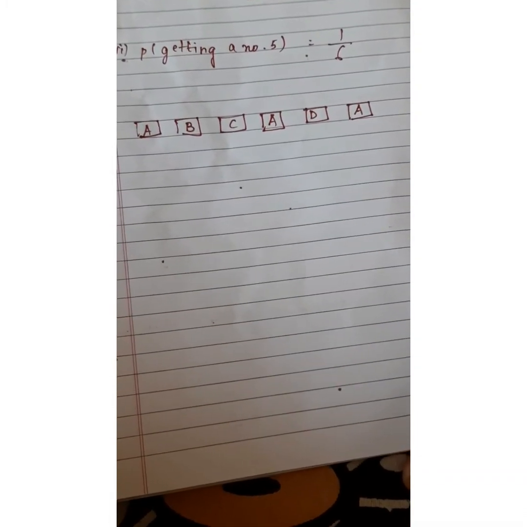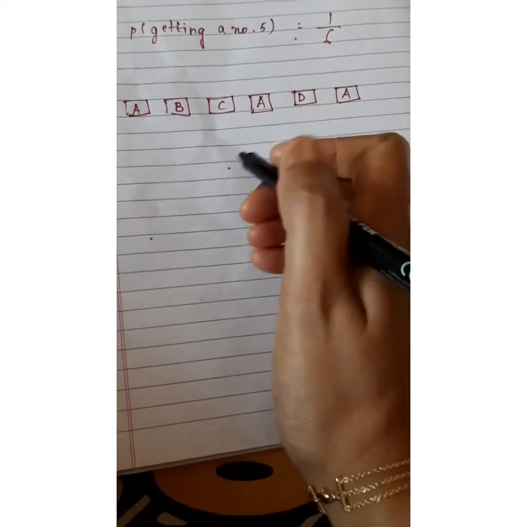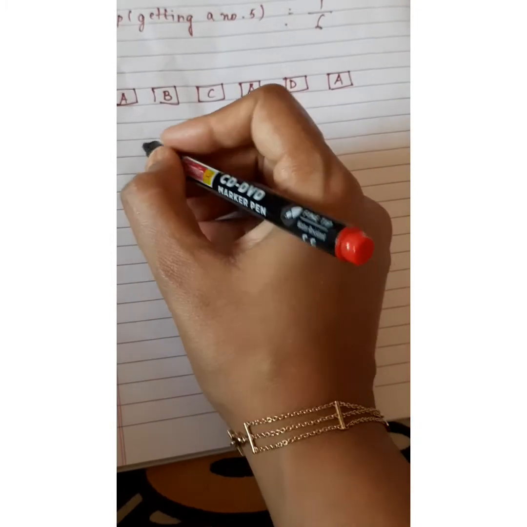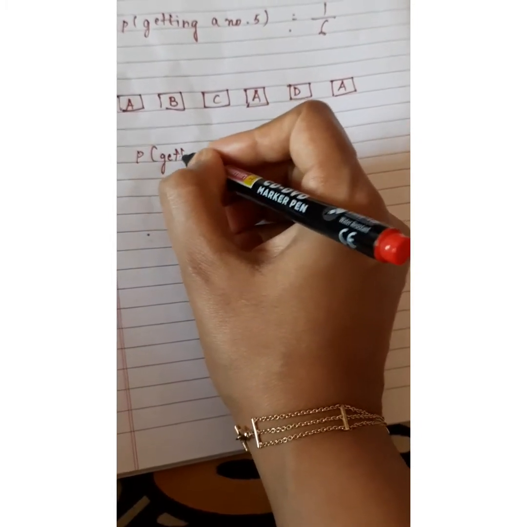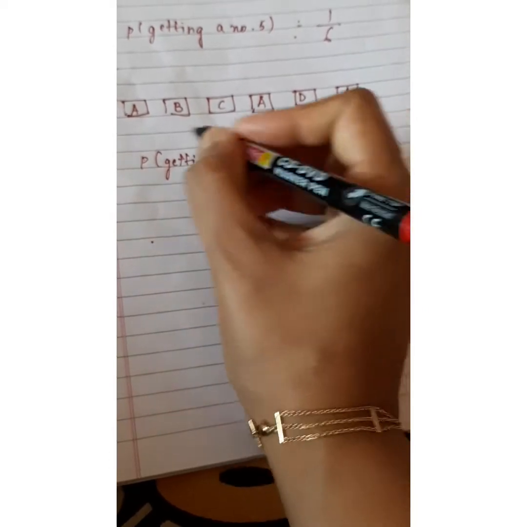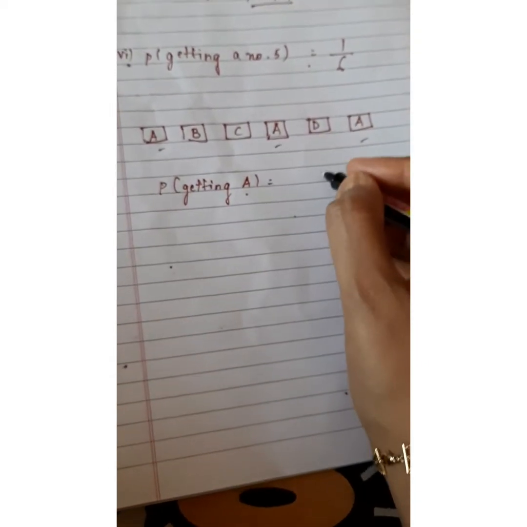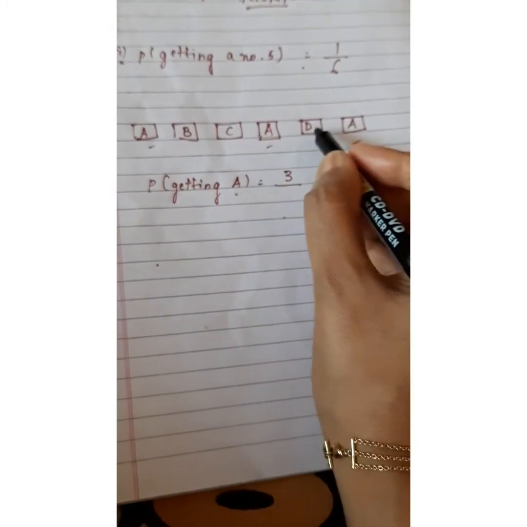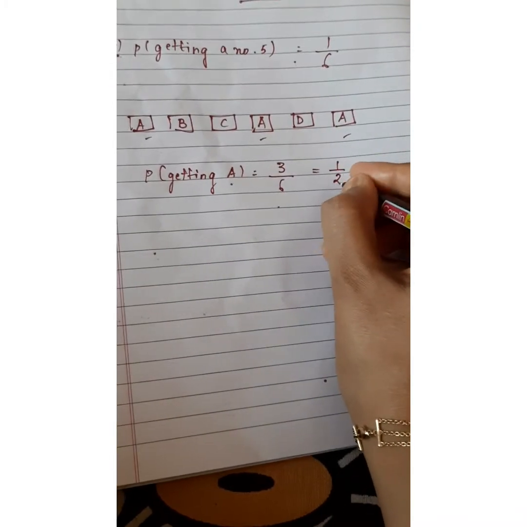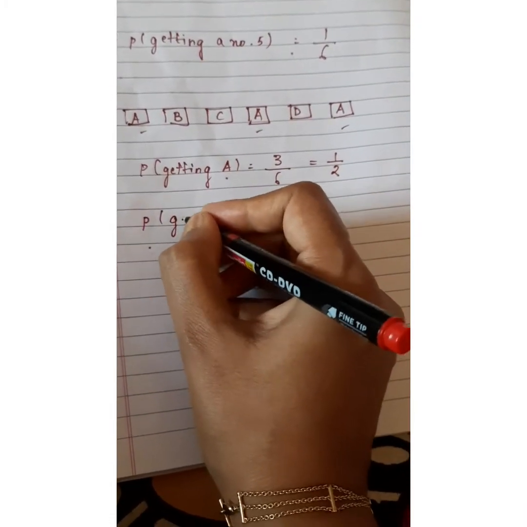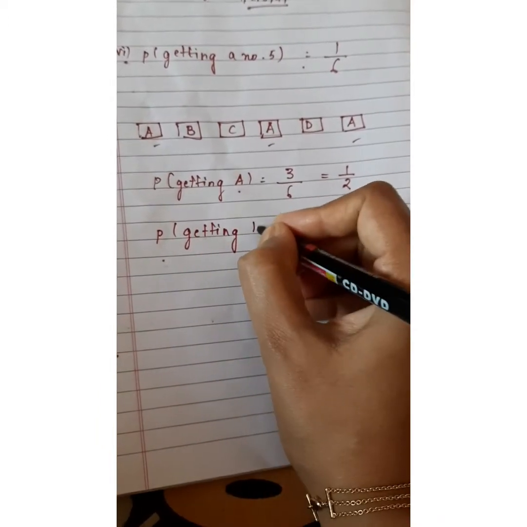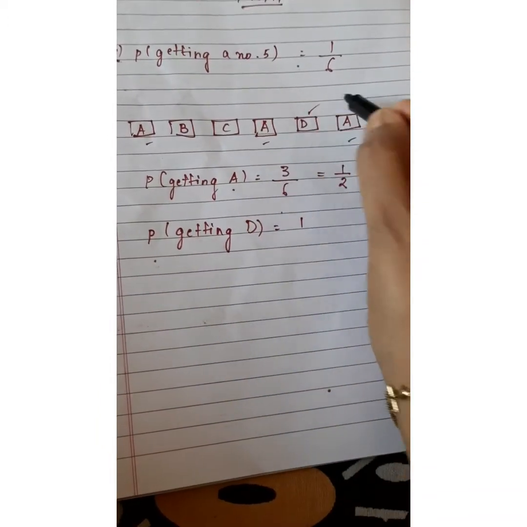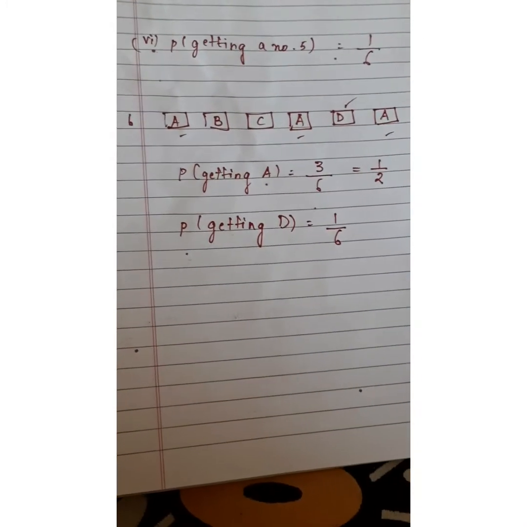Next question, you see the faces of the dice. It shows A, B, C, A, D, A. So what is the probability of getting A is the first part of the question. It's going to be 3 times possible out of total 6 outcomes. So 3 by 6. That's going to be 1 by 2. Probability of getting D, that's going to be only 1 out of 6 outcomes. So 1 by 6.